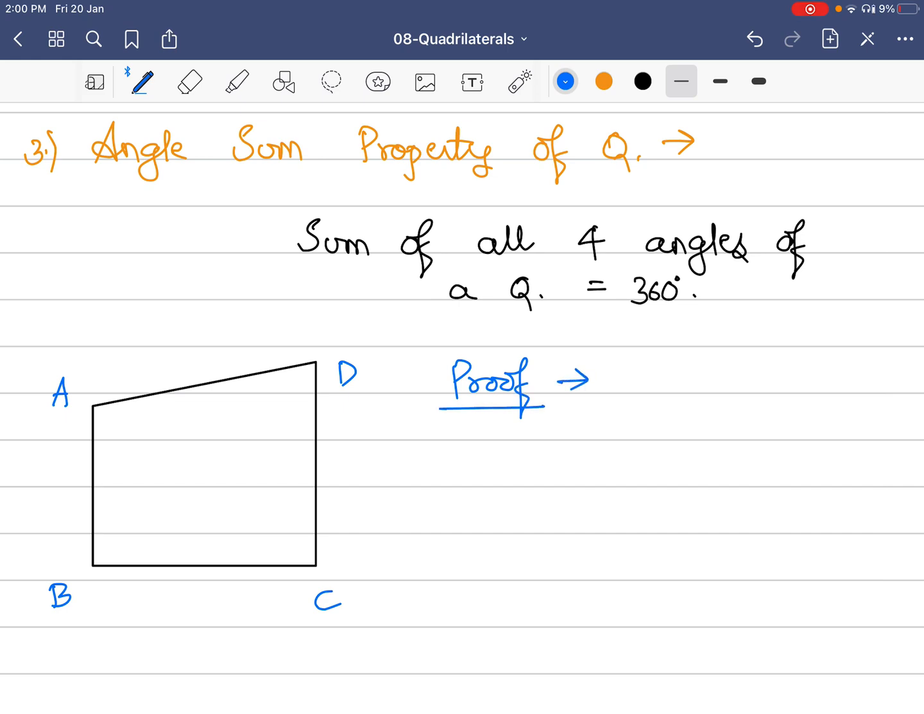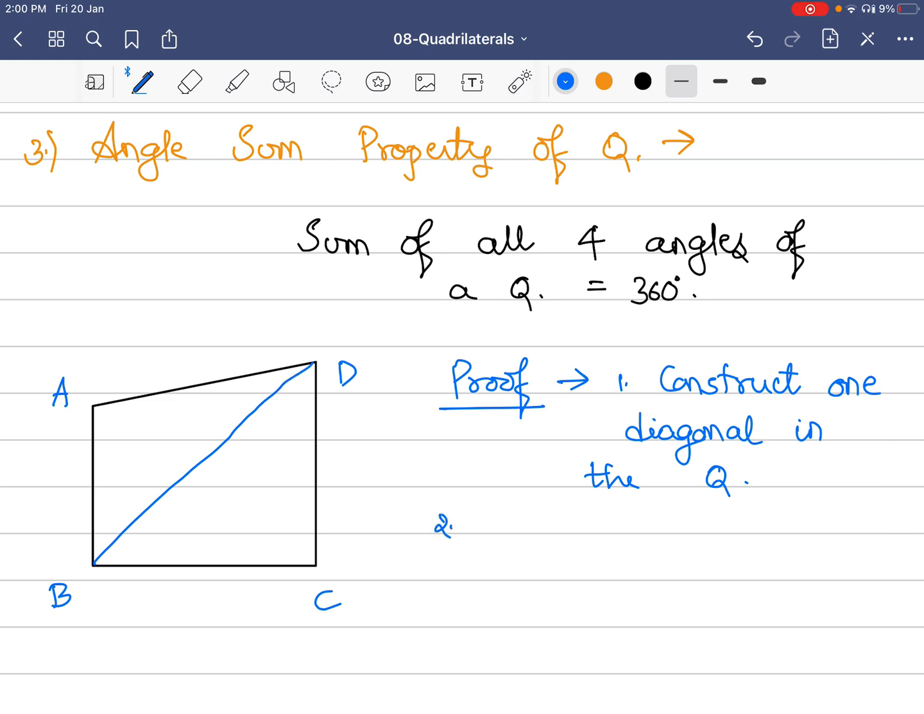Okay. So step number one, construct a diagonal, just one diagonal, in the quadrilateral. So let us consider BD. I'll construct BD as one diagonal. Now, as you can see, this quadrilateral now consists of two triangles. So we have triangle ABD and triangle BCD. These are the two triangles inside a quadrilateral.